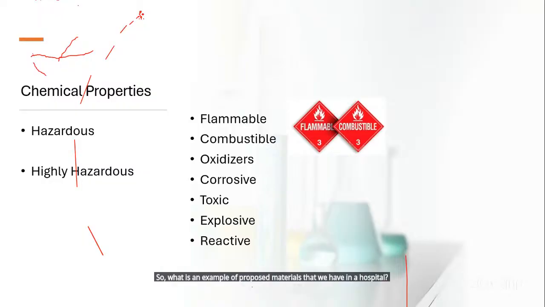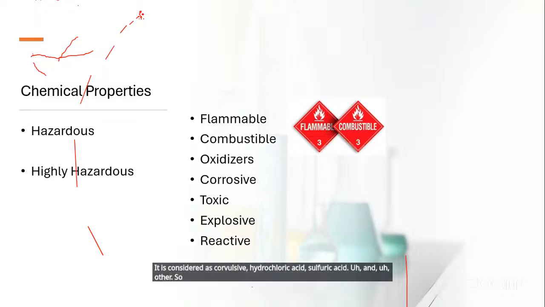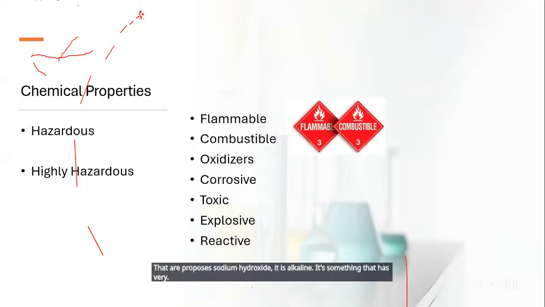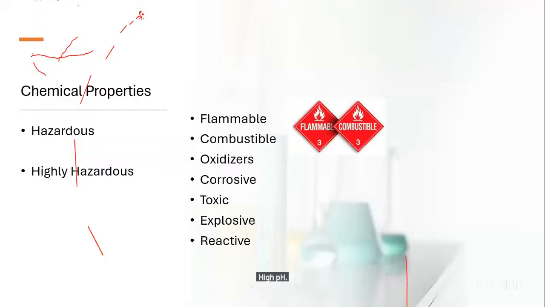So what is an example of corrosive materials that we have in a hospital? Of course, acids and alkalines. Anything with a very high pH or a very low pH is considered corrosive. Hydrochloric acid, sulfuric acid, and others. There are many acids that we have that are corrosive. Sodium hydroxide is alkaline, with a very high pH. So high pH is alkaline, low pH is acid. Water has a pH of 7, which is neutral.